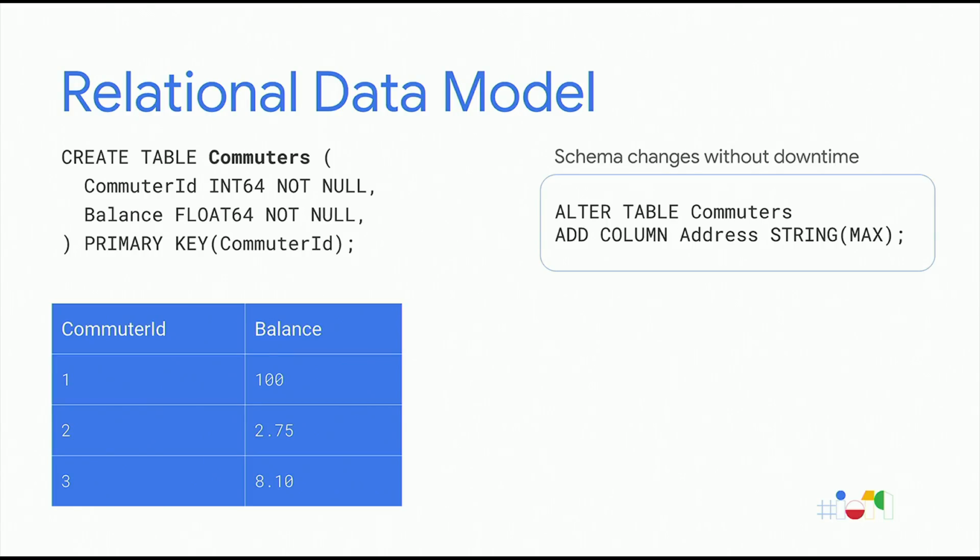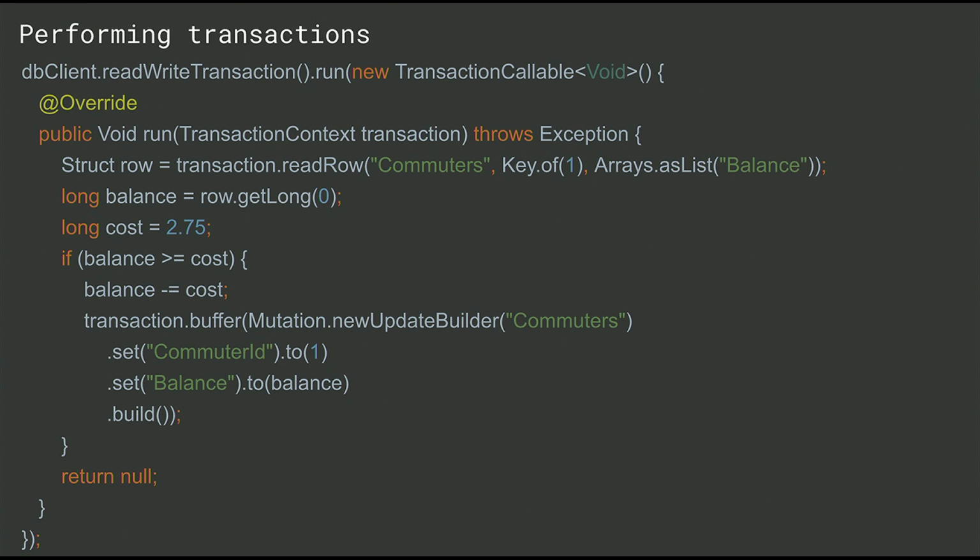So let's take a look at how we might use Spanner for this public transit example. We'll define a table, using schema, that should be pretty familiar to any SQL users. And then we can easily update the schema with no downtime. Here, we're creating a table of commuters and their card balances. When we want to perform a transaction on this, we can first get the balance, then check it meets the condition of being greater than the cost of the fare, and then deduct the cost of the fare from the balance.